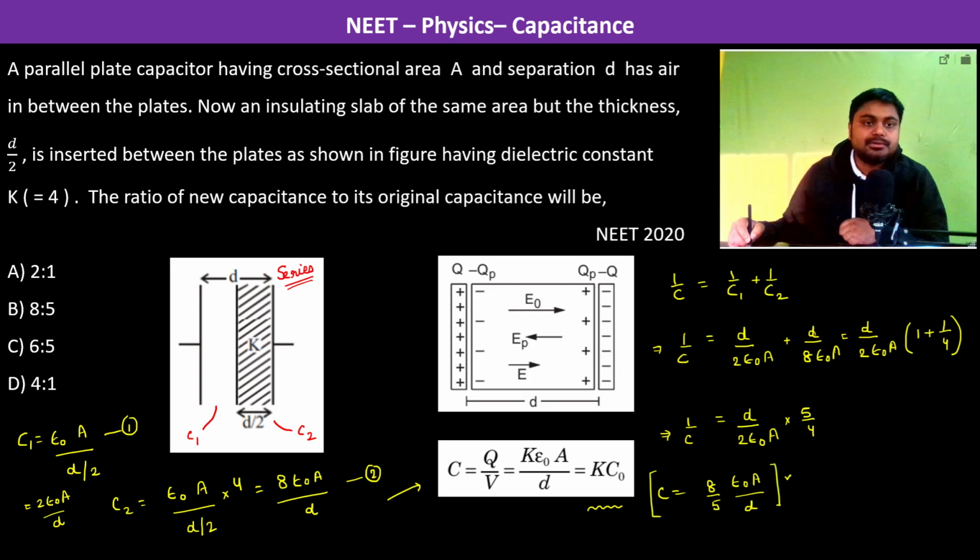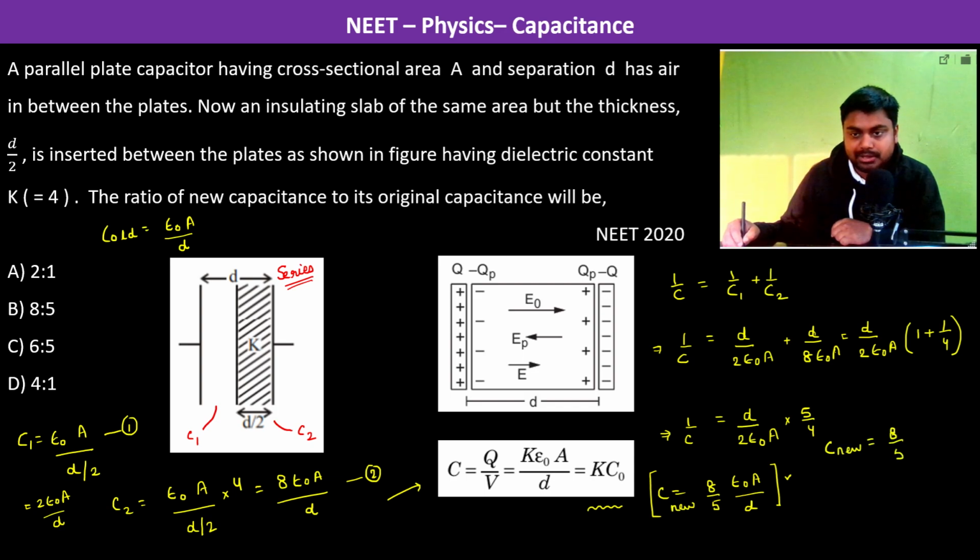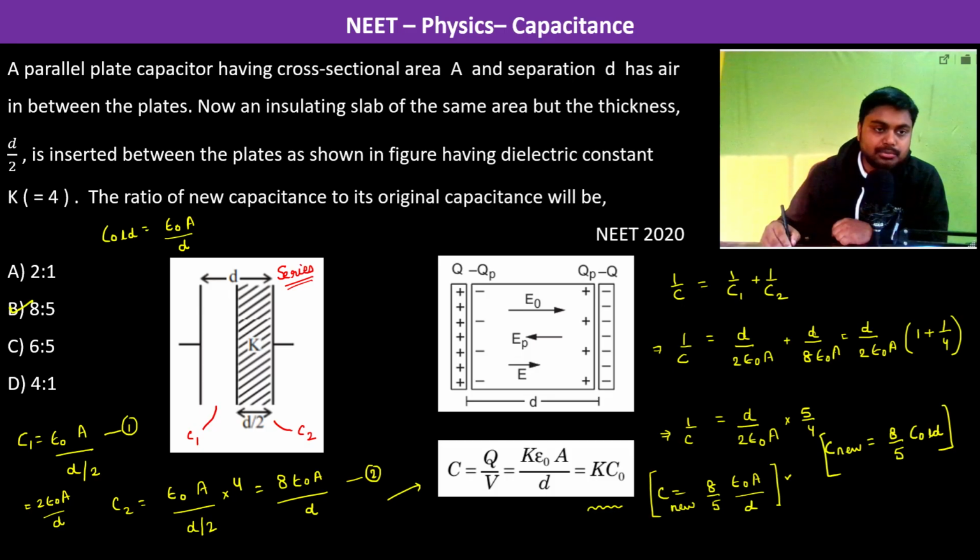Okay. Now what is the ratio of the new capacitance to the original capacitance? This is the new capacitance, and for the old, because previously there was no dielectric in the entire capacitor, the old capacitance was simply epsilon naught A by D. So therefore C new is actually 8 upon 5 times C old. Okay, so therefore the answer is going to be B.